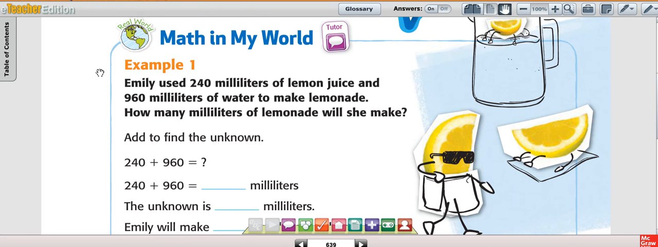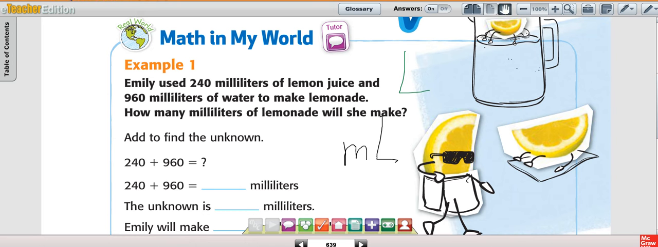Look at the example. It says Emily used 240 milliliters. Now, what's the symbol for the milliliters? What's the letters? ML. So lowercase m and then capital L. Those are milliliters. If I just have the letter L, those are liters.